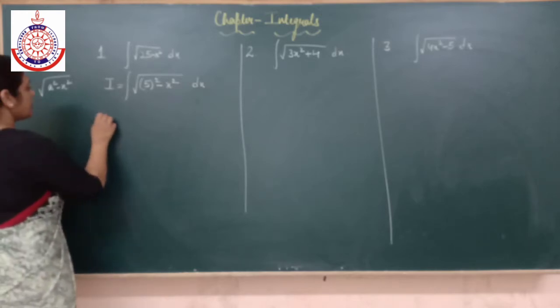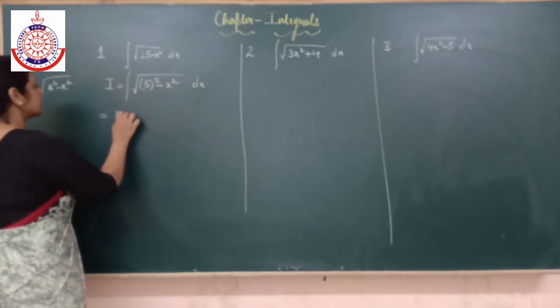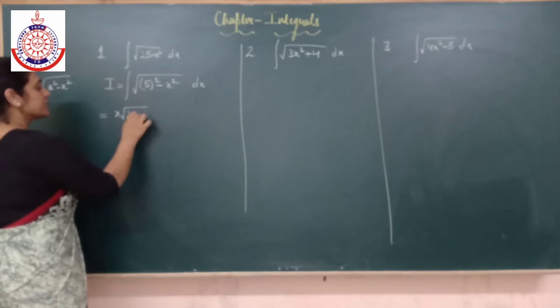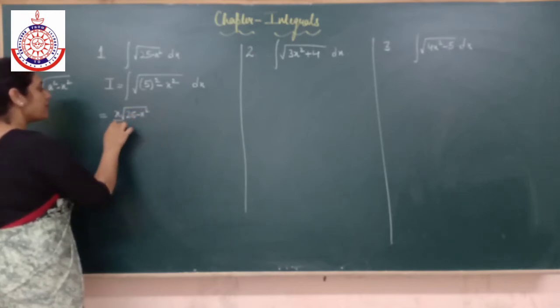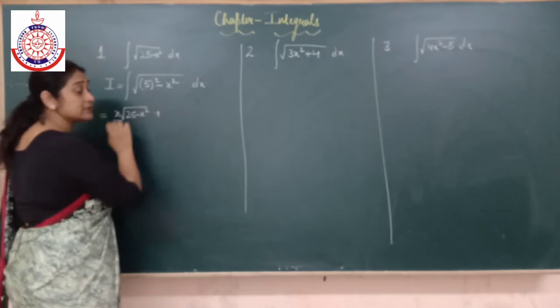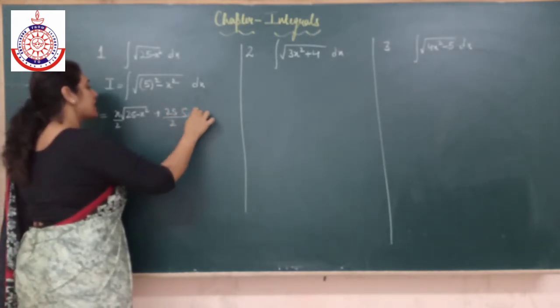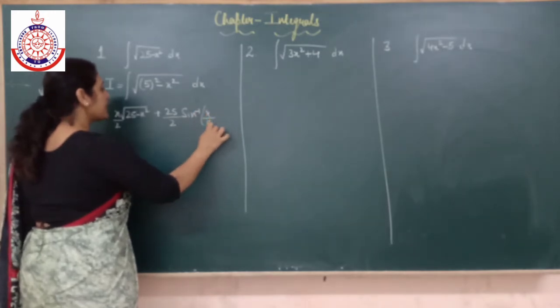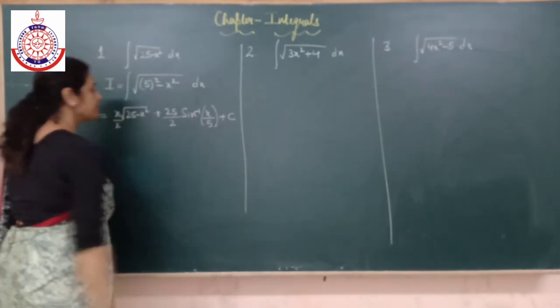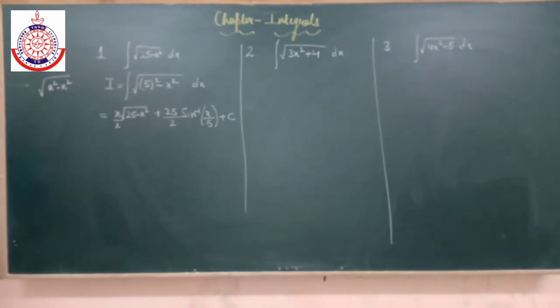What is the integration? That is x under the root a square minus x square by 2 plus a square by 2 sine inverse x by a plus c. Clear? So directly we can apply the formula. It would be x under the root a square minus x square by 2 plus a square by 2 sine inverse x by a. That's it.